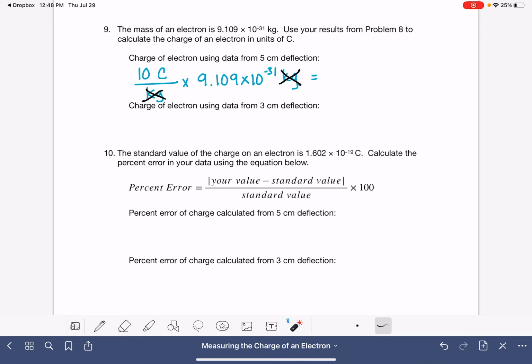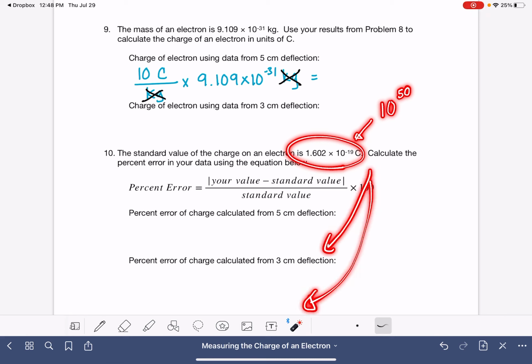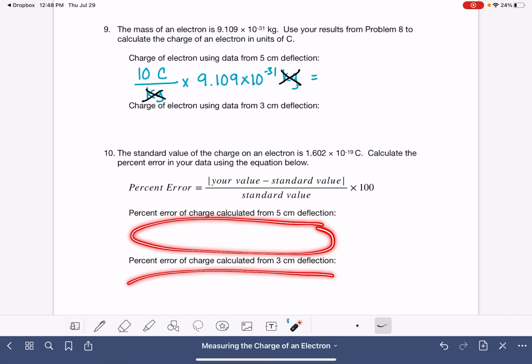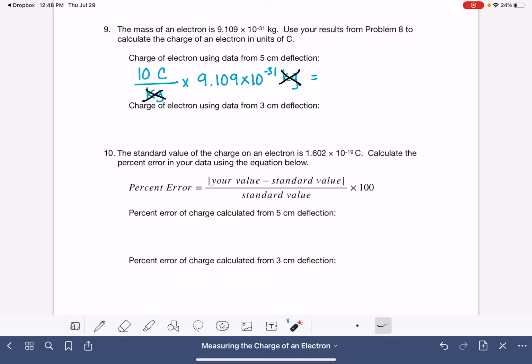But if you've got down to this point and you have a charge of an electron and it's like 10 to the 50, I mean, that's way, way, way off. And that means that you've done something super wrong. Don't keep powering through on these calculations. Go back and find your mistake and see what you've done wrong. Your result should be in the ballpark of 10 to the minus 19, somewhere in that vicinity. And again, that might mean that you still might end up having a really high percent error, and that's okay. That's pretty normal when we're dealing with numbers that are this teeny, teeny, tiny.